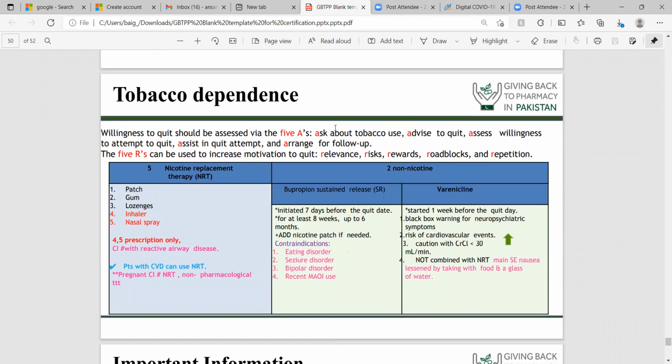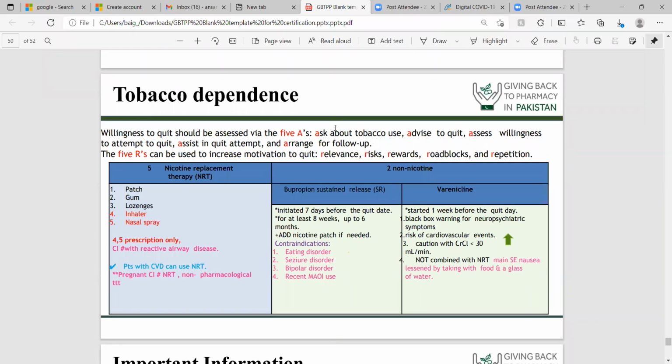And our last topic is tobacco dependence. In tobacco dependence, you will hear the 5 A's, very common in practice. The 5 A's are: ask about tobacco use, advise to quit, assess if they are willing to attempt to quit, assist in the quitting process, and arrange follow-up. So those are the 5 A's you will hear.